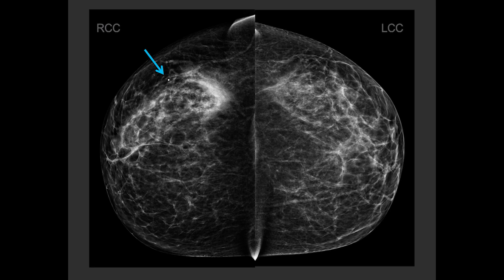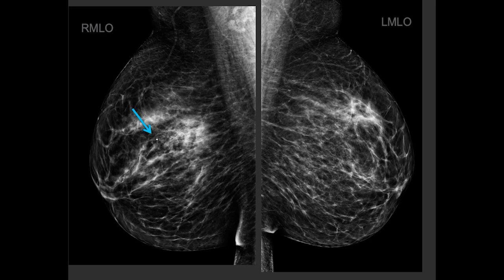We put a BB marker in the area of concern as indicated by the metallic BB and the blue arrow. And you can see there is an area of increased density just behind, or posterior to, the area of concern. Same thing on the MLO views.